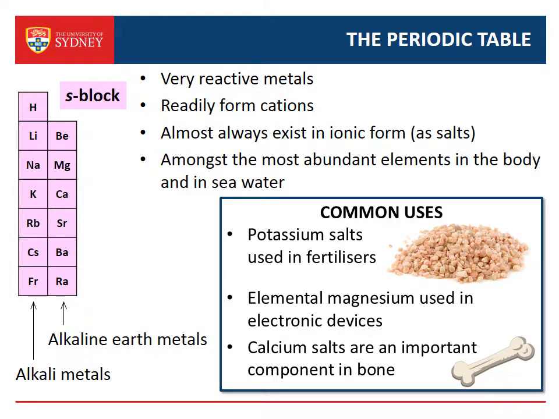Alkaline earth metals have a number of common uses. Potassium salts such as potash are used in fertilizers. Elemental magnesium is used in electronic devices. And calcium salts are important in making bones and teeth strong.